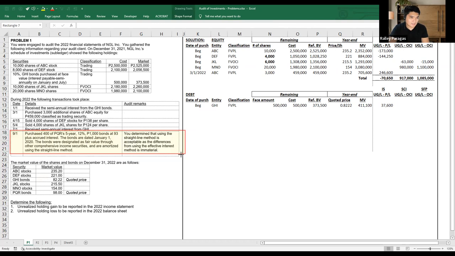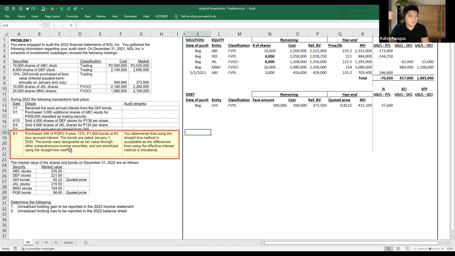Plus accrued interest. Kasi usually, if you purchase a bond within interest dates, kailangan mo rin bayadan yung interest receivable. Kasi effectively, natatransfer sa'yo yung right over the receivable, pero effectively, hindi mo na-earn yung receivable. So kapag nag-purchase ka plus accrued interest, madadagdagan pa yung purchase price mo on top of the quoted price. Okay? So sinabi dito, the bonds are dated January 1, 2020. The bonds were designated as FVOCI, Fair Value Through Other Comprehensive Income, and are amortized using the straight line method.